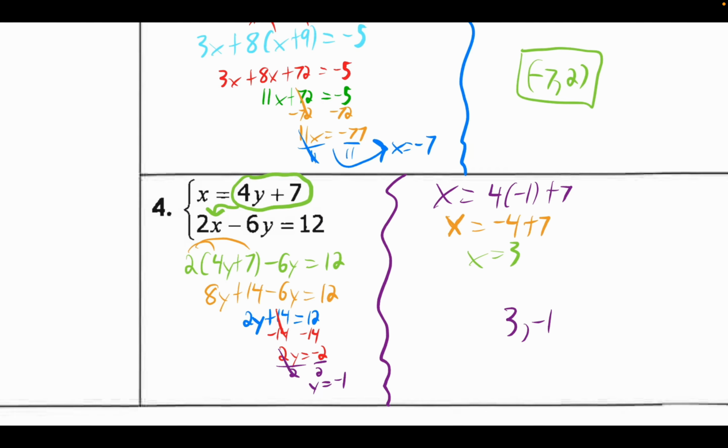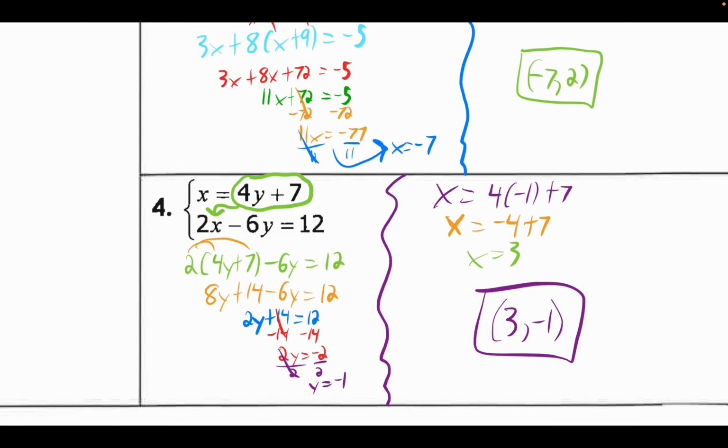Now notice, even though I found -1 first, it still comes second this time. Rather than before on problems 1, 2, and 3, where the number I found first came first in the ordered pair. The reason I put 3 first is because that's what my x value is, because it always goes x, y.